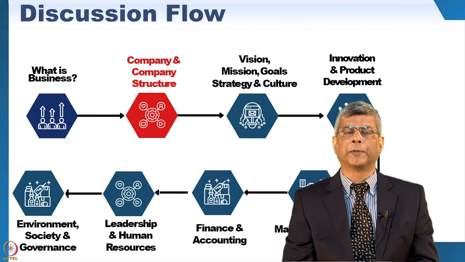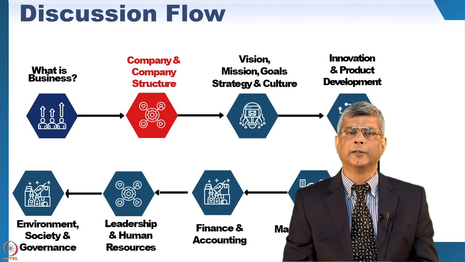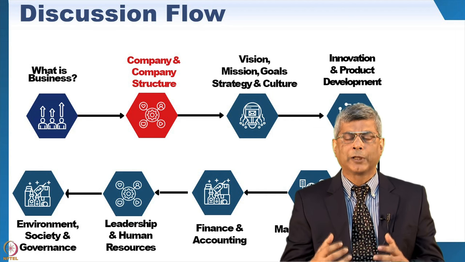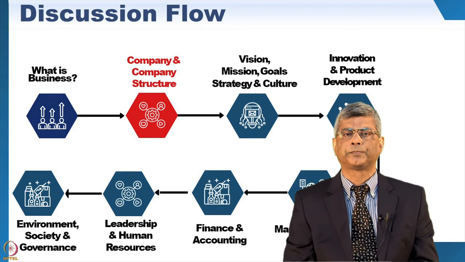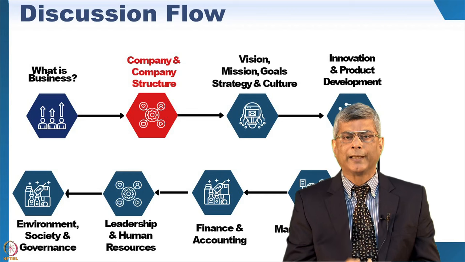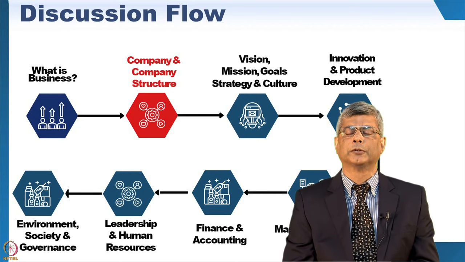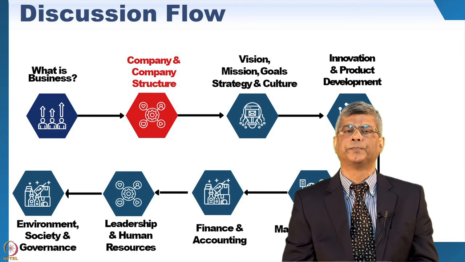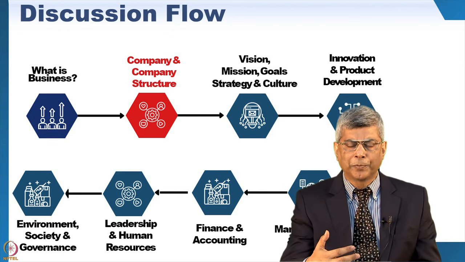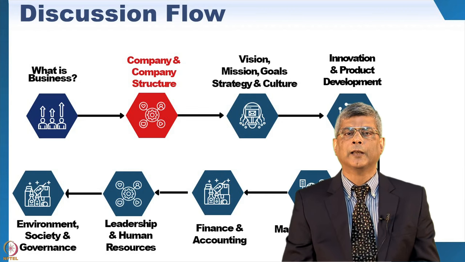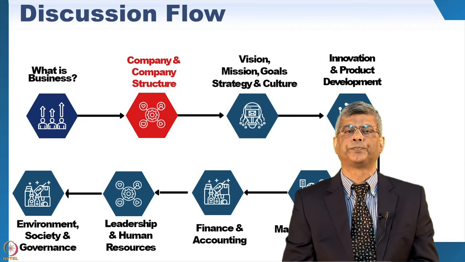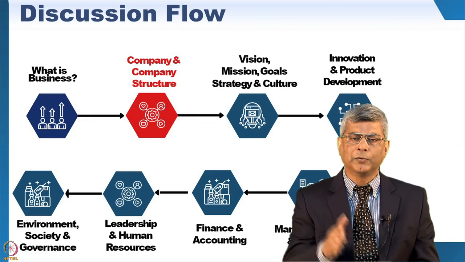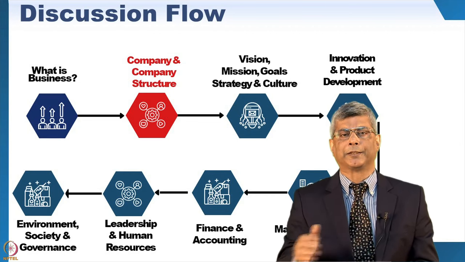In the next module, I talk about how companies set their vision, mission, goals, strategies, and plans, and how they create a high-performance culture. After that, I'll get into the operating modules. I'll start with how companies innovate and create new products. Then how do they take the new product and do mass manufacturing and control the quality? Then I'll talk about how companies account for their sales, their revenues, their profits, their cash.